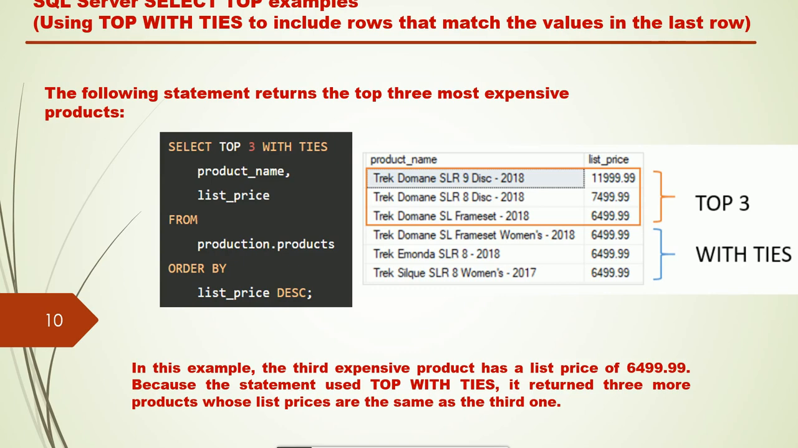In this example, the third most expensive product has a list price of 6499.99. Because the statement used TOP WITH TIES, it returns 3 more products whose list prices are the same as the third one. I hope it is clear to everyone. It will show the top 3, and the last record whose price is 6499.99, it will show the related 3 more products. Clear to everyone? Now we will move to the next slide.